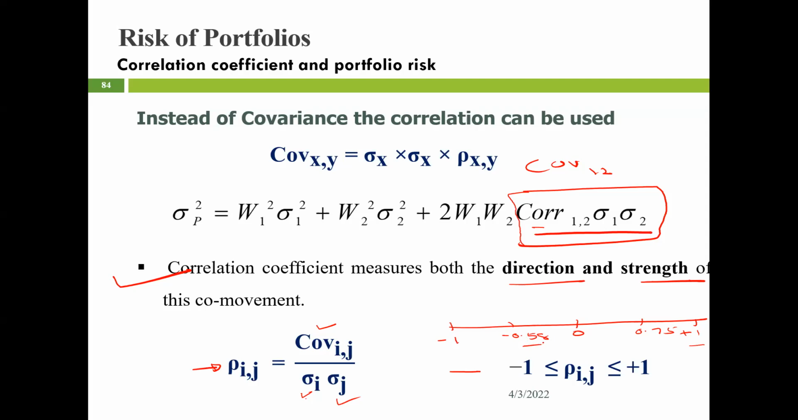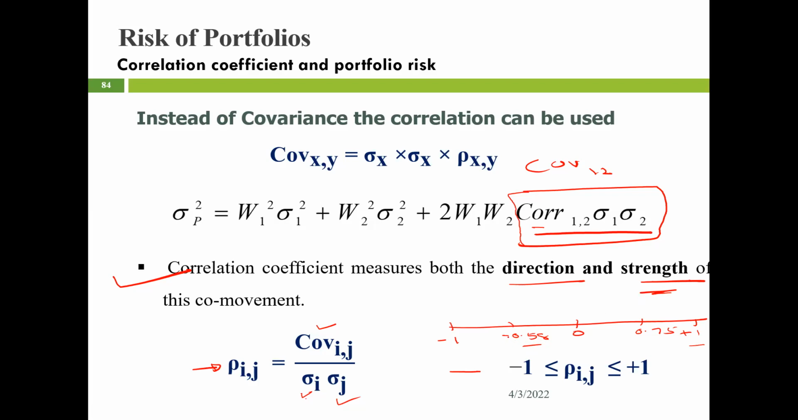What does it mean? -0.58 means that their co-movement is negative because this is minus. But it's not perfectly negative. When one stock's returns are increasing by 1%, the other stock's returns are decreasing by 0.58%. So that is the strength of the correlation coefficient, because by looking at this number you can identify the direction of movement as well as the strength of the movement.